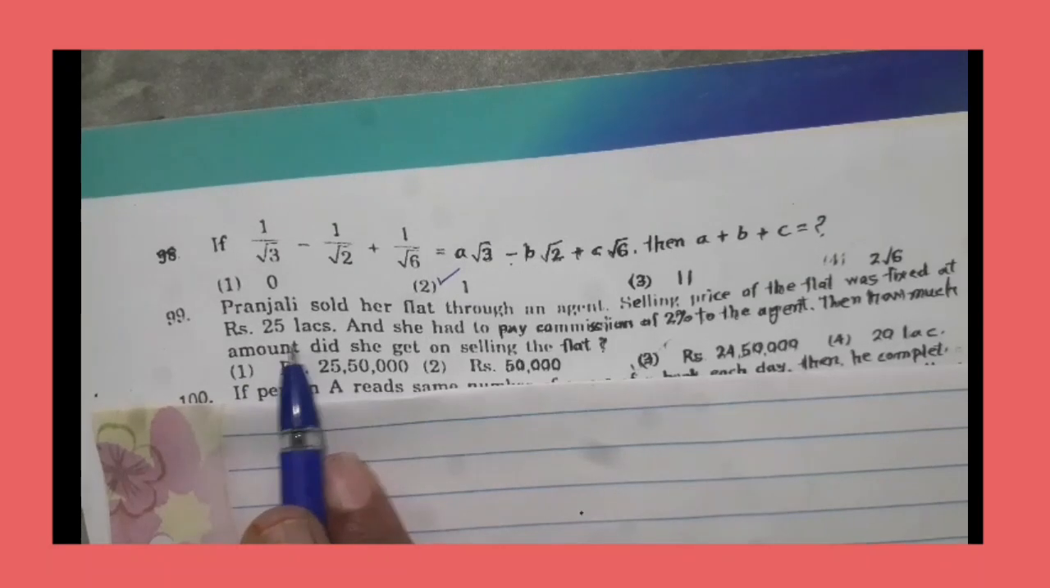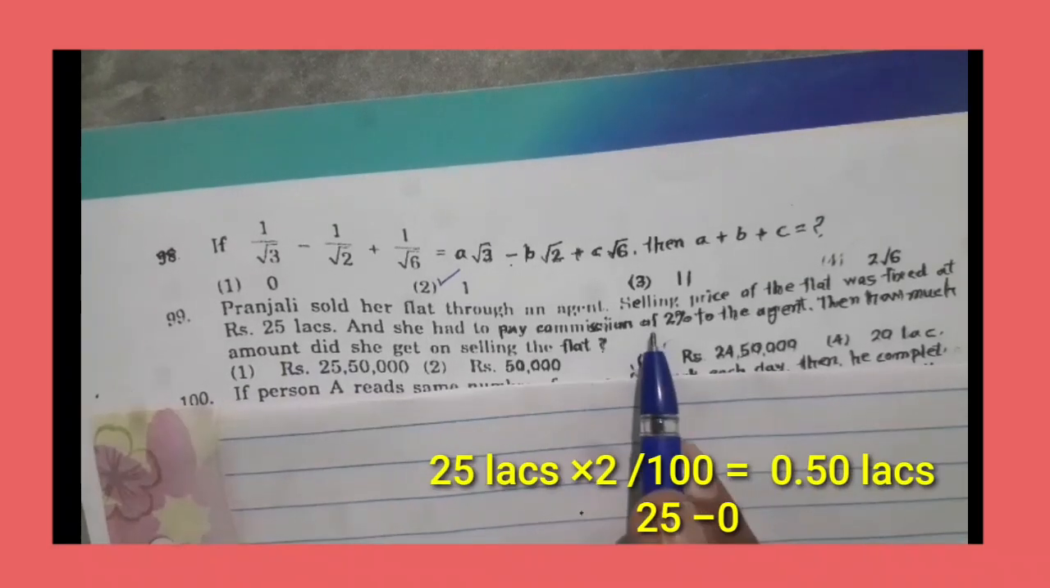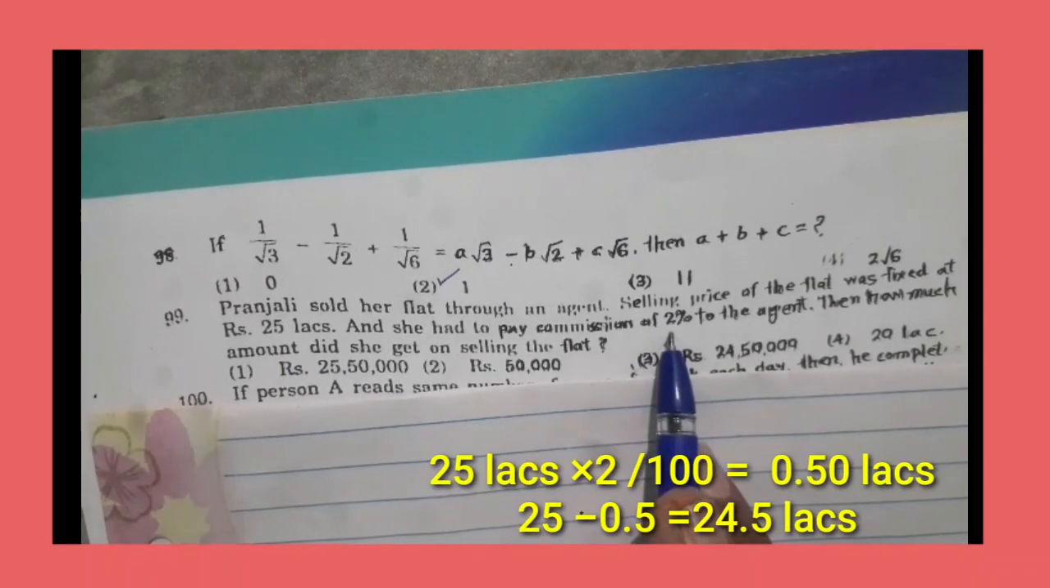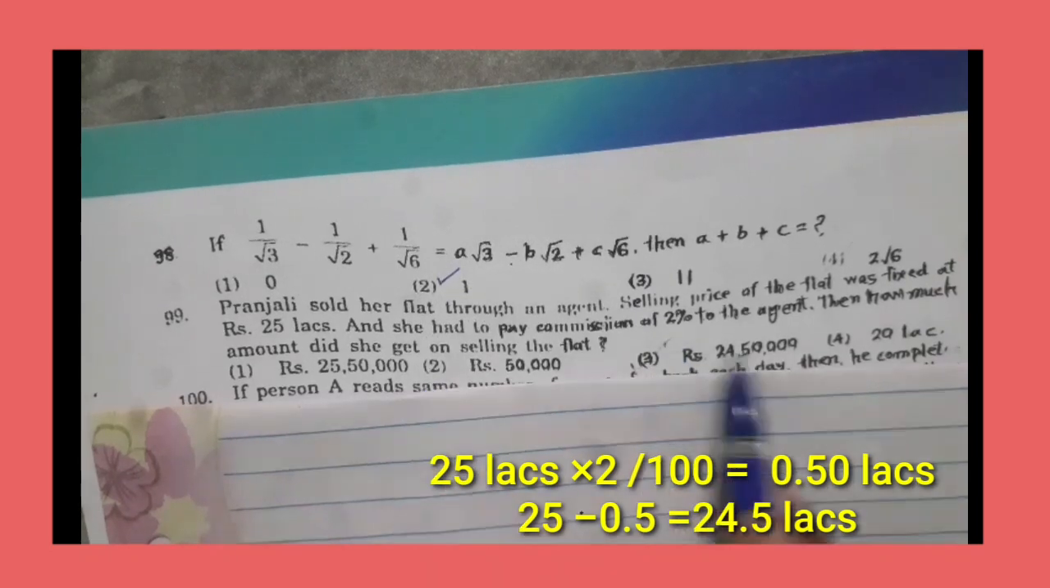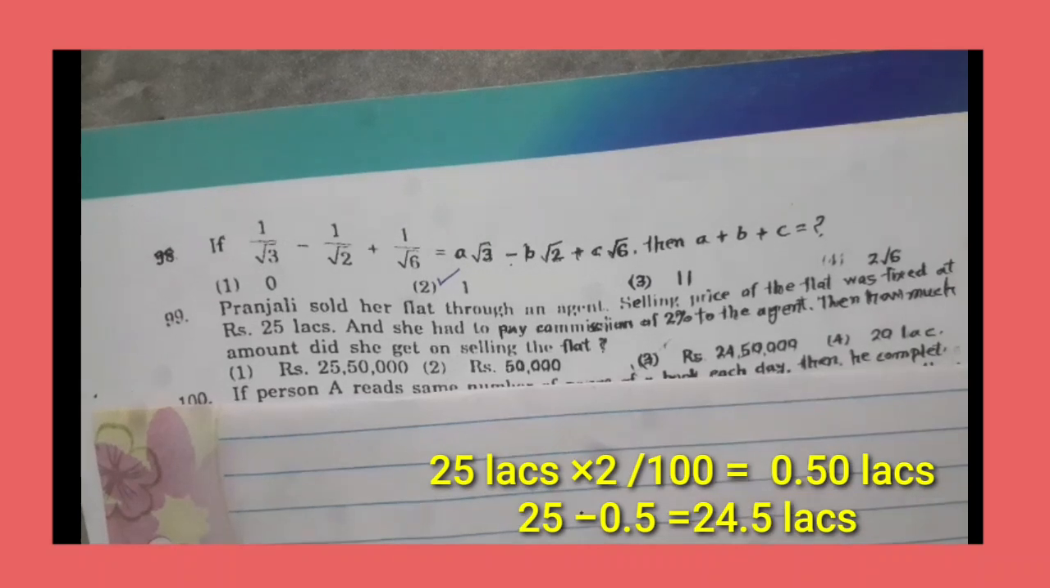An affiliate of 25 lakh pays commission of 2%. That means 15,000. So he gets 24 lakh 15,000.